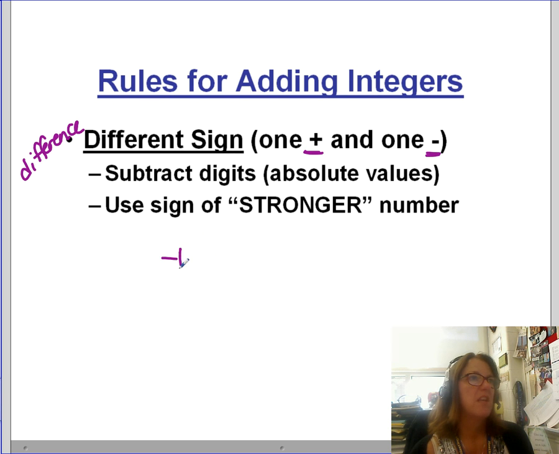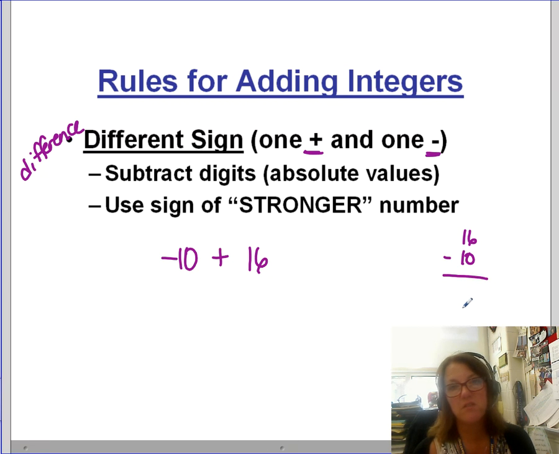If I have, say, -10 plus 16, my signs are different. That means you're going to come over here, 16 and 10, take just the number parts. Don't worry about this being a negative value. Find the difference between these two. That's 6. My final answer is going to have 6 for the digit, but the question is, is it positive or negative?